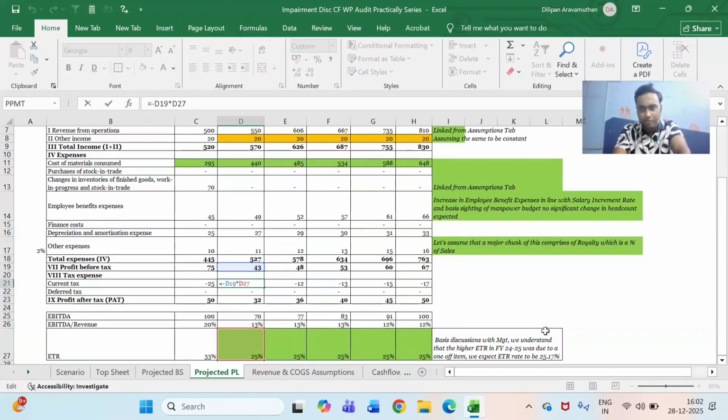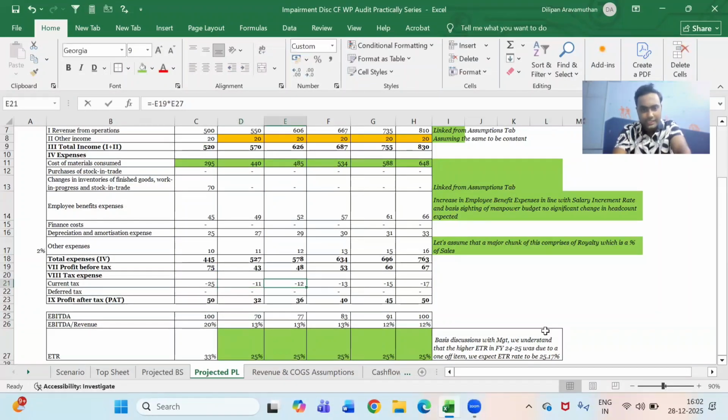We have taken the profit before tax, multiplied it with the tax rate, and derived the number. So this is how we have done that. I hope this is clear, guys. So I hope this understanding is clear. So our P&L is done and dusted.